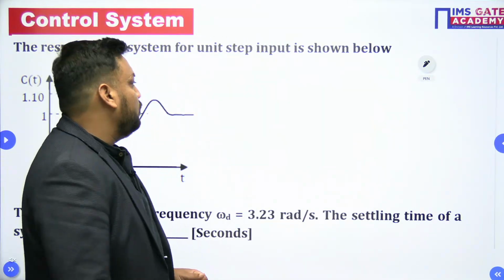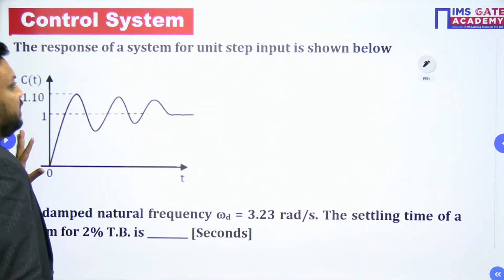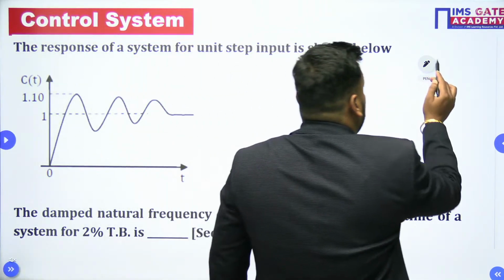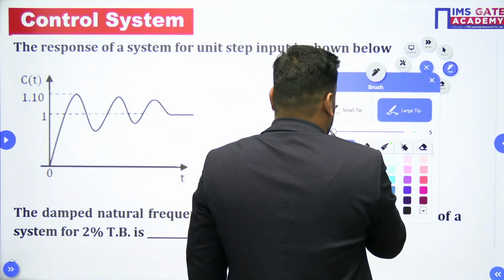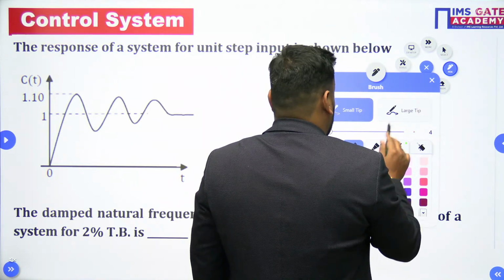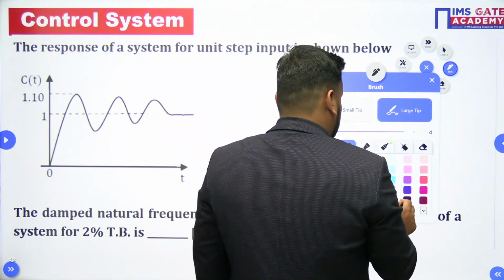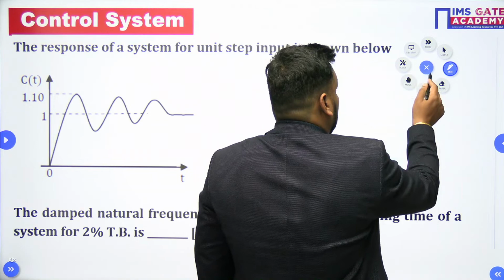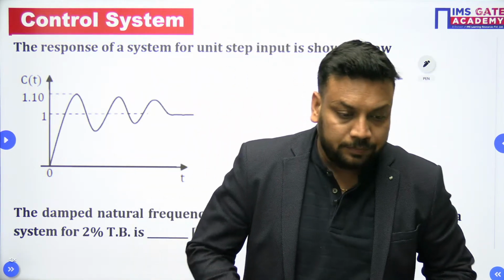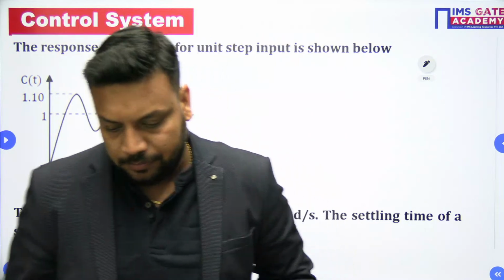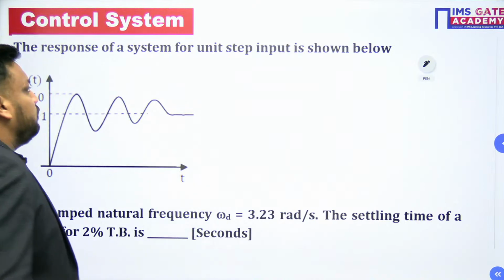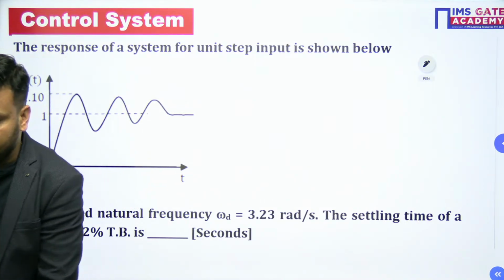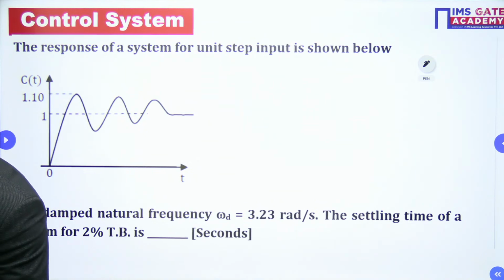So students, today's class I am going to start with this question. This question looks very easy. All of you just try to attempt this question. Everyone try at least to have an attempt. The question says that the response of a system for the step input is shown below. The C of t value is given to us.